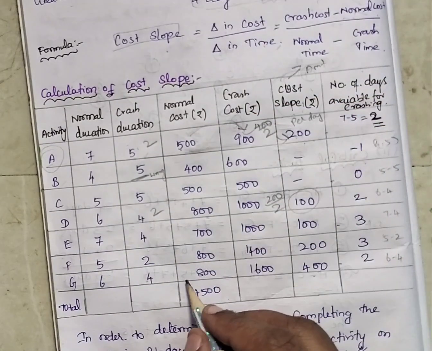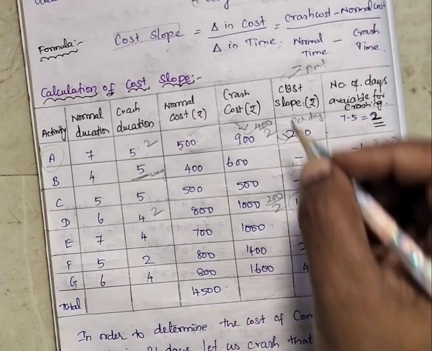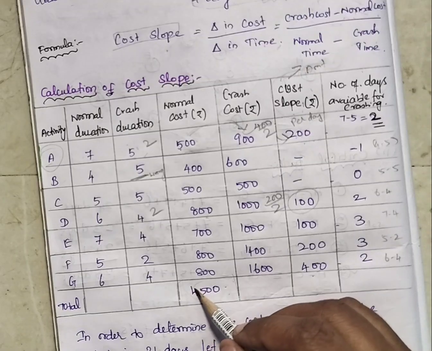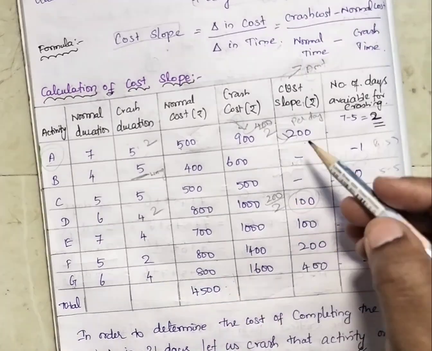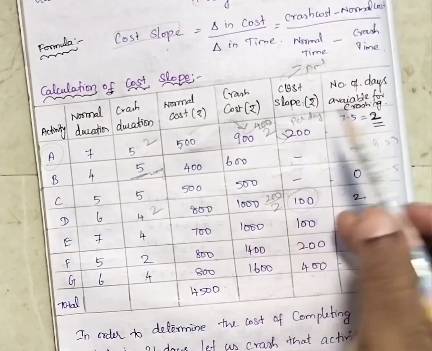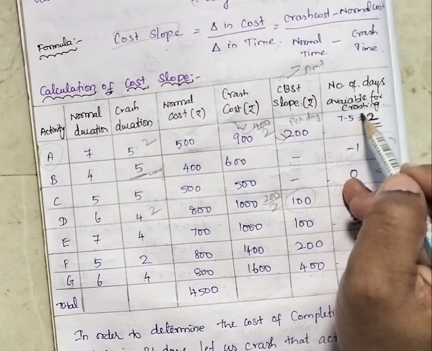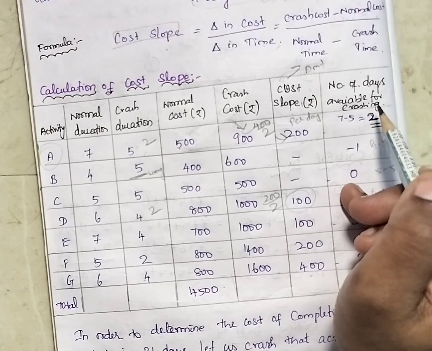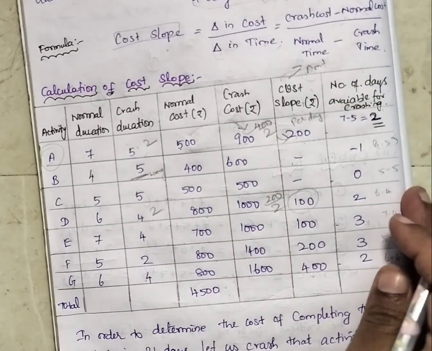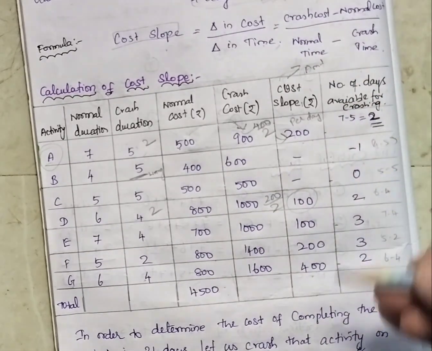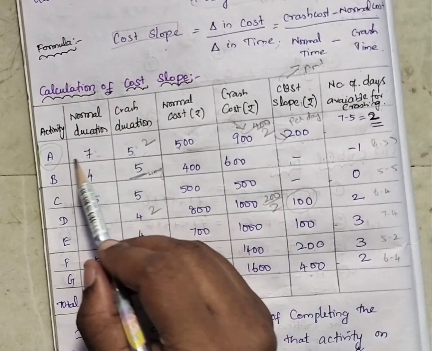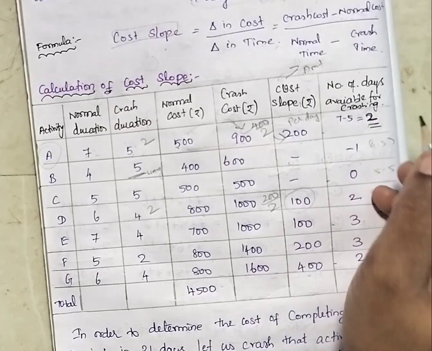And the normal cost I have put as the total, because for the percentage change in cost we have to find it out, so for that we need the total cost, which is the normal cost. So the crash cost and cost slope are over. This is the number of days available for crashing. This is for my understanding. I have added this also; it will definitely be useful for the next step. So for each activity, how many days are available for crashing.